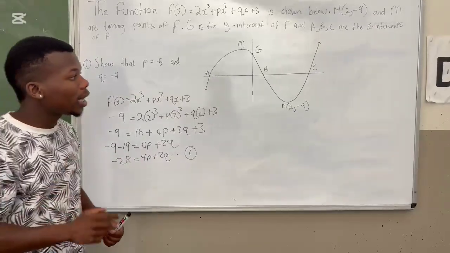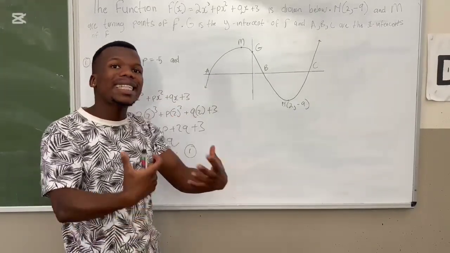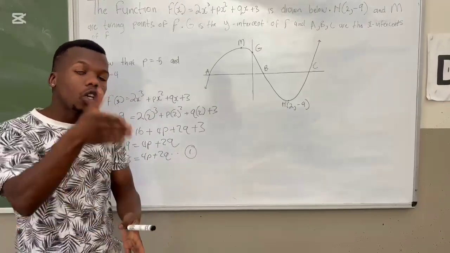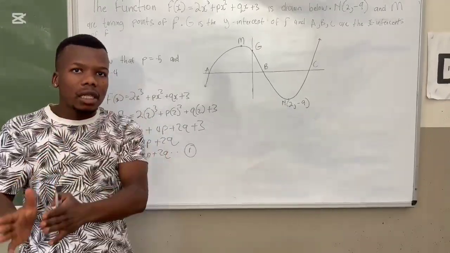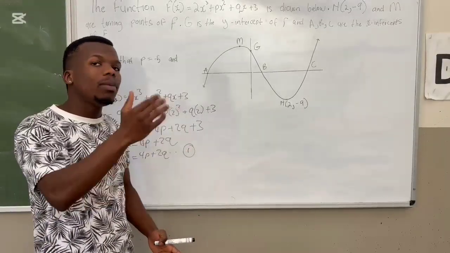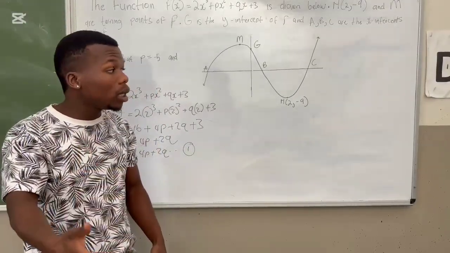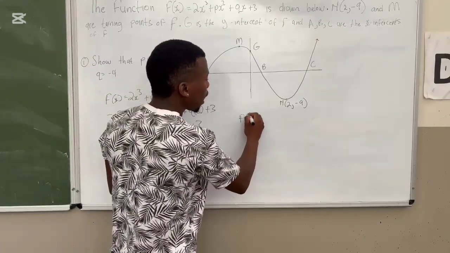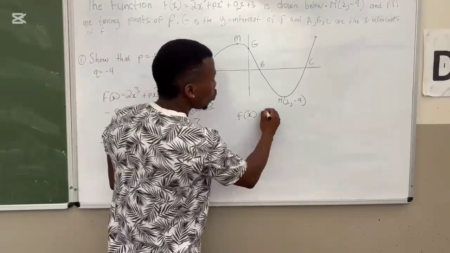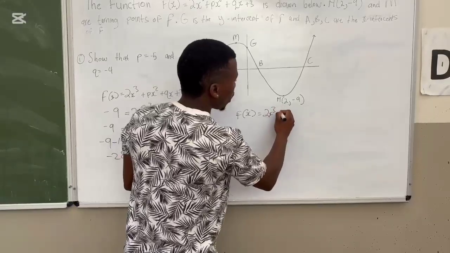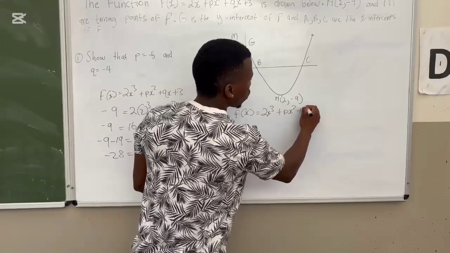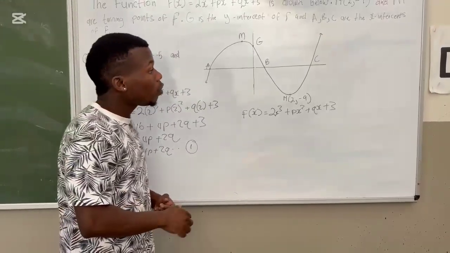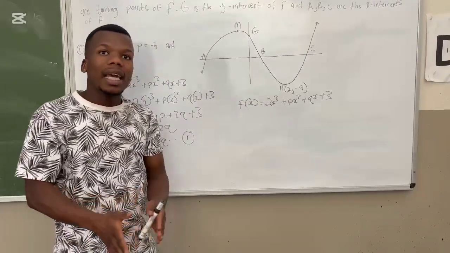Now remember something again. They said N is my turning point. Remember, how do you get the turning points? You derive your function, you equate to 0, you get the xtp. What do we mean by the xtp? We mean the x coordinate of the turning point. Remember again, my function is f of x equals 2x cubed plus px squared plus qx plus 3.